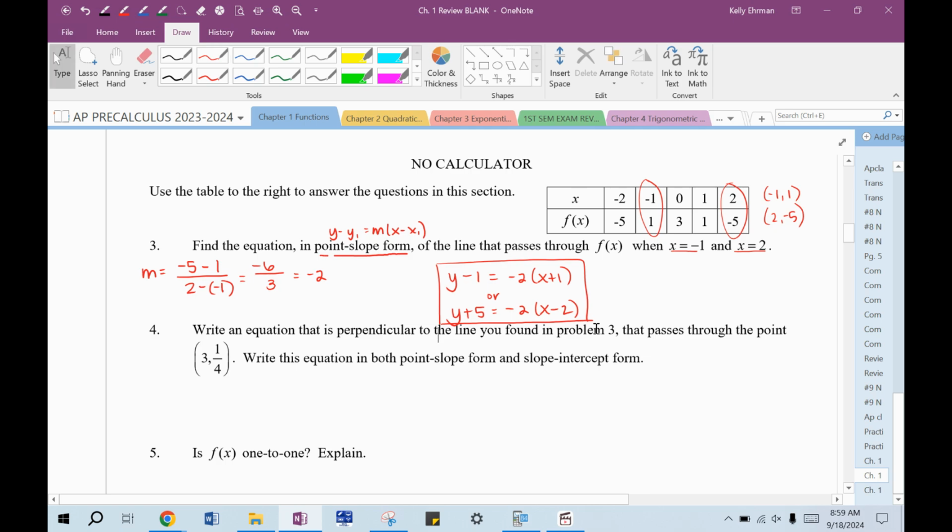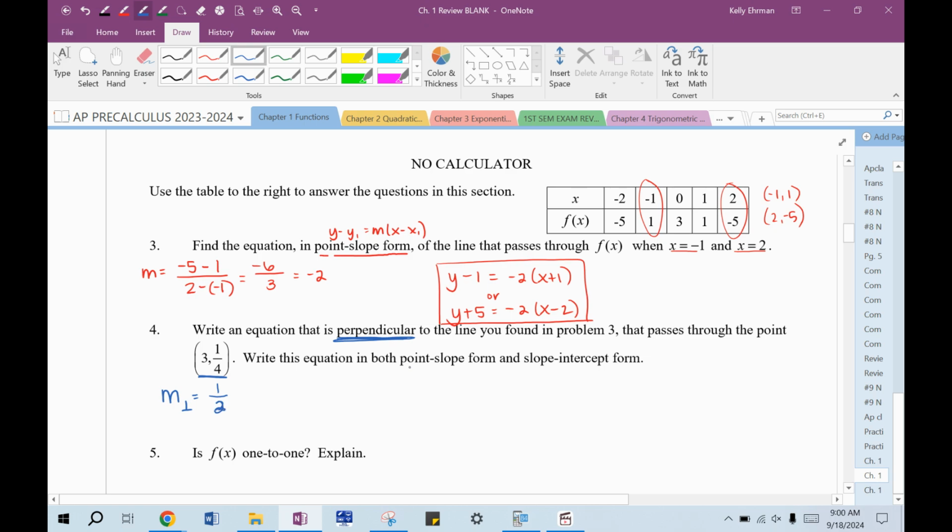For number 4, write an equation that is perpendicular. So we'll have to think about opposite reciprocal slope to the line you found in problem 3. And it's got to pass through this point. So again, to write an equation for a line, we need a point and we need a slope. And we're using a perpendicular slope. So the slope I had in the previous problem was -2. The opposite reciprocal of that is positive 1/2.